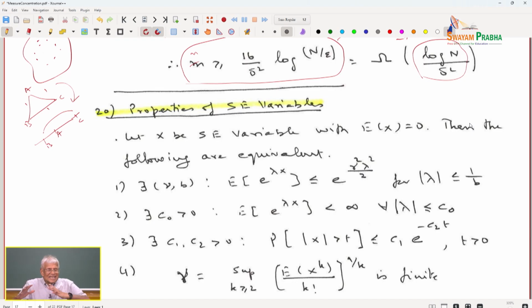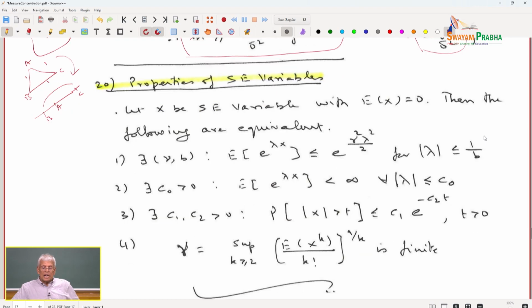So now you can see how probabilistic argument, Chernoff type probabilistic argument, play a very fundamental role in data science, especially dealing with high dimensional data. Now, I would like to summarize the properties of sub-exponential random variables.